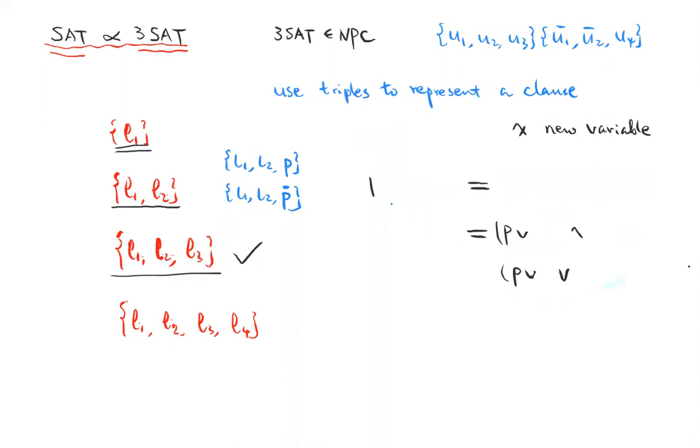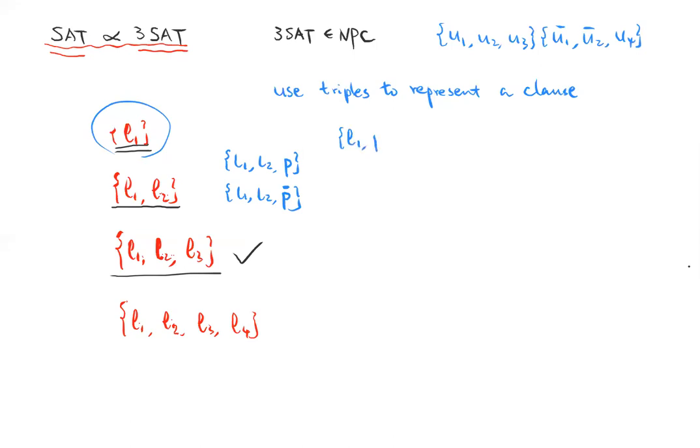Now for one literal, once we know how to extend 2 to 3, we can easily do this. So extend this one to 2, then to 3. It will need two new variables. For example, we can do this. All right, so that will be equivalent. We can represent a clause with a single literal by these 4 triples.